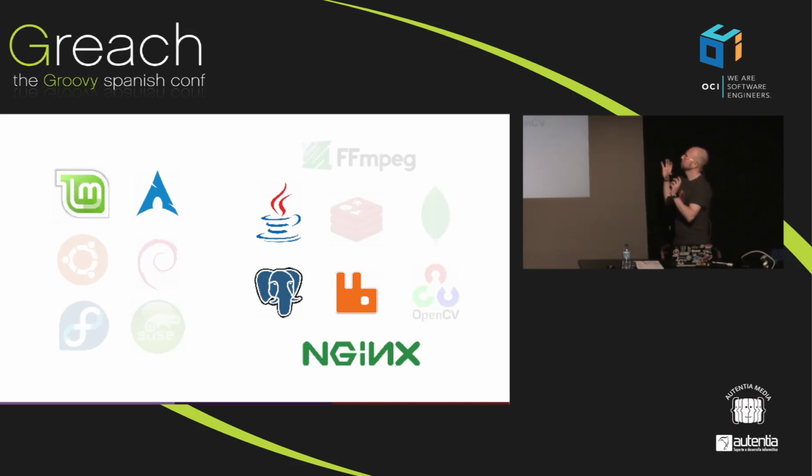So let's focus, for example, only on this. This is my current project. Even with this small stack, Java 8, Postgres, Rabbit, and Nginx, and only those two distributions on Linux, we, the development team, are all using different versions.